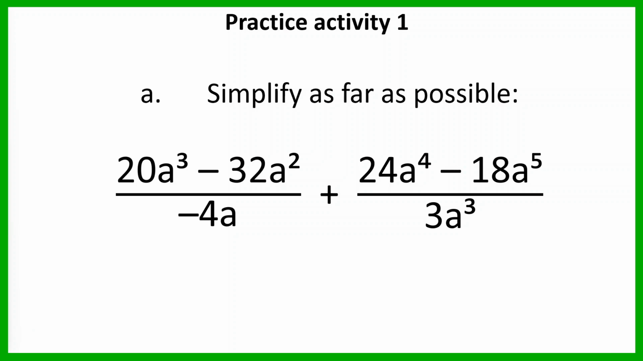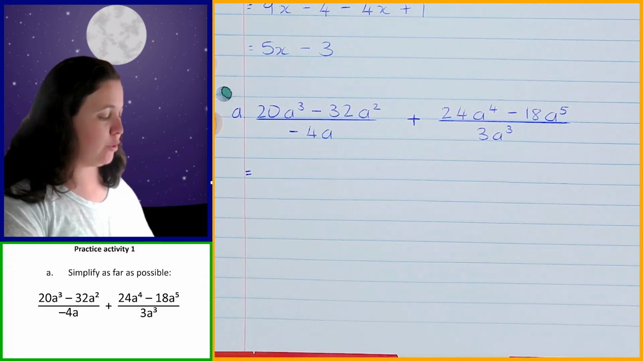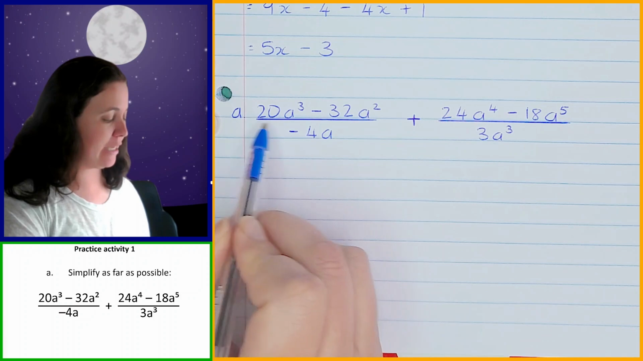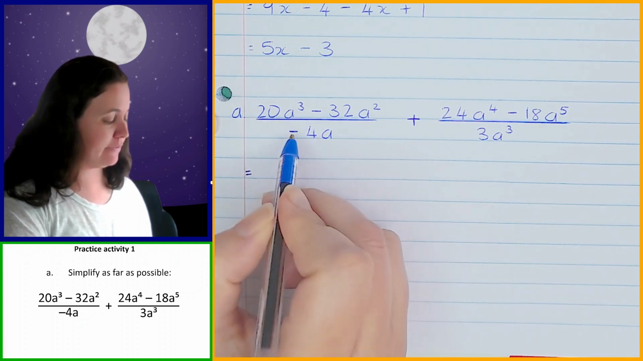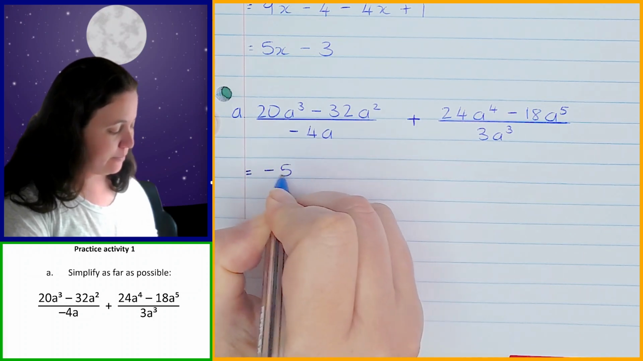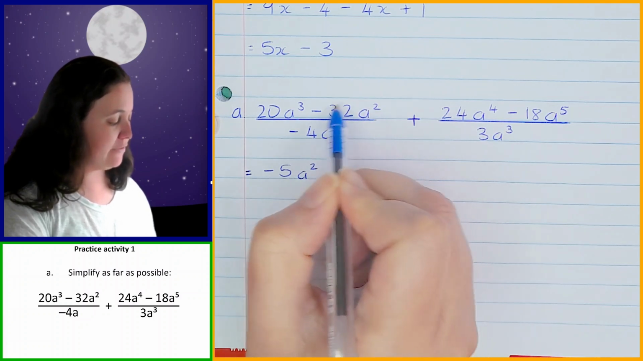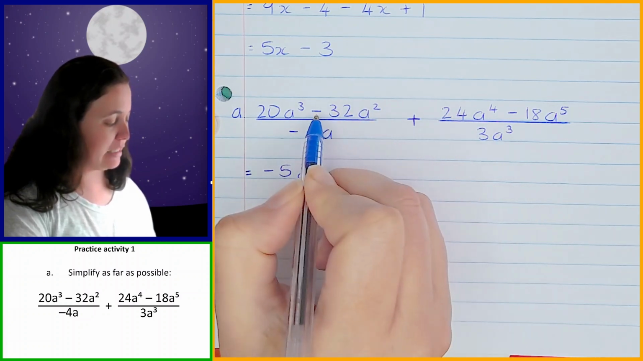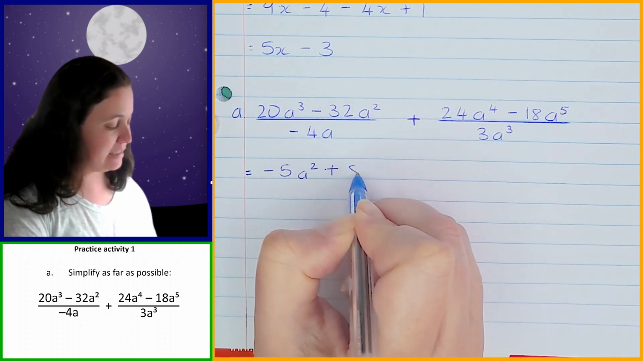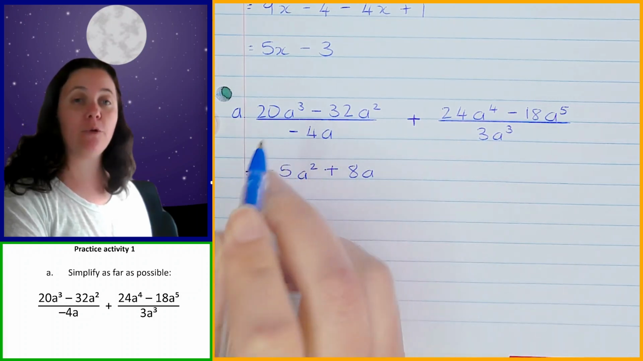Okay, so let's go through that question. Over here, I've got first 20a cubed minus 32a squared all over negative 4a. So I'm going to divide the 20a cubed by negative 4a. It's a positive divided by negative, that's negative. 20 divided by 4 is 5. And a cubed divided by a is a squared. Then I've got negative 32a squared divided by negative 4a. That's negative divided by negative, that's positive. 32 divided by 4 is 8. And a squared divided by a is a. So that's what you should get from your first fraction.